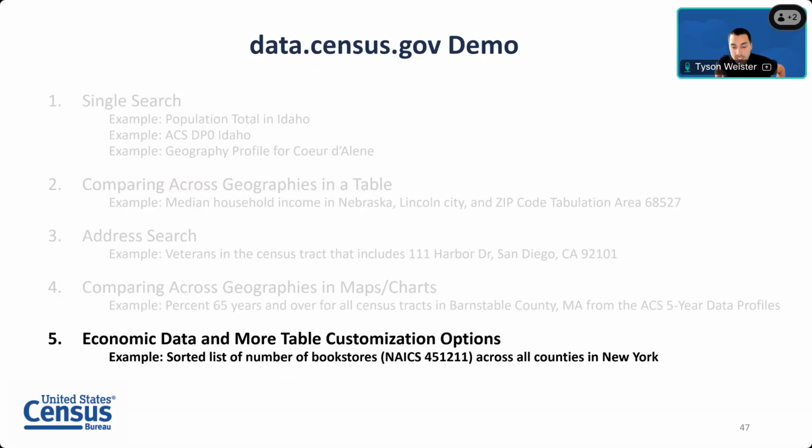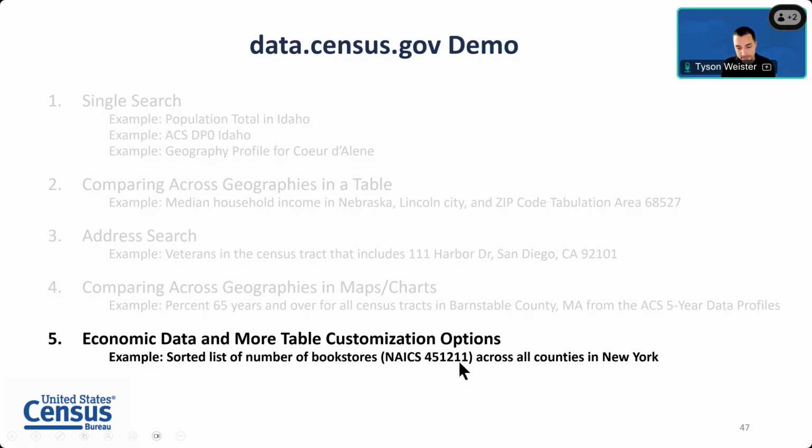All right. Wanted to show you a final example looking at economic data and more table customization options that are applicable to what we call these flat tables. So for this example, I'm going to be looking at a sorted list of the number of bookstores across all counties in New York. The NAICS code for bookstores is 451211. You could find this by searching bookstores on data.census.gov and looking at the filter, or you can visit census.gov/NAICS. And there's many other ways, but I did a little research ahead of time and found the NAICS code that I actually need.